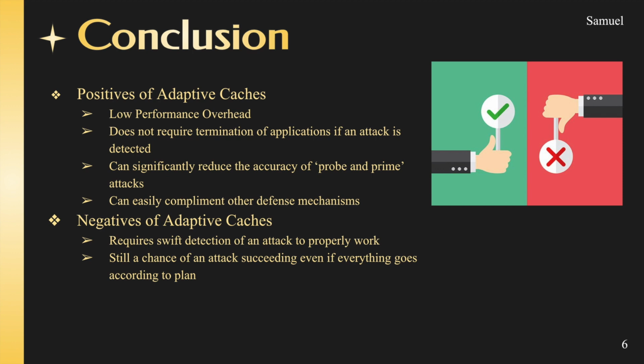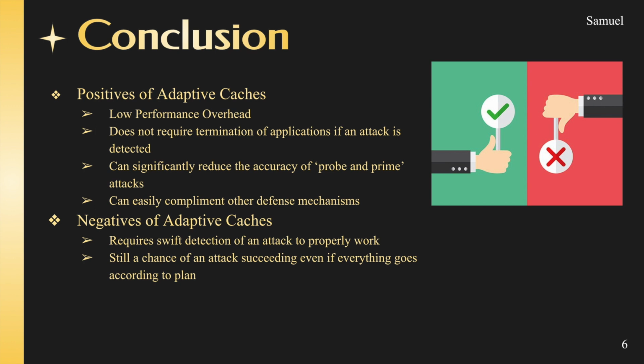Overall, this research paper provides the positives and negatives of using adaptive caches when it comes to fending off cache side-channel attacks. The positives being that adaptive caches have a low performance overhead in comparison to previous defenses. In addition, adaptive caches can significantly reduce the accuracy of prime and probe attacks, as well as avoid the termination of applications on a computer when defending against a cache side-channel attack. Furthermore, adaptive caches can complement other defense mechanisms like the hardware and software defenses listed in the paper. This means that adaptive caches can be used to bridge the gap that exists between security and performance.